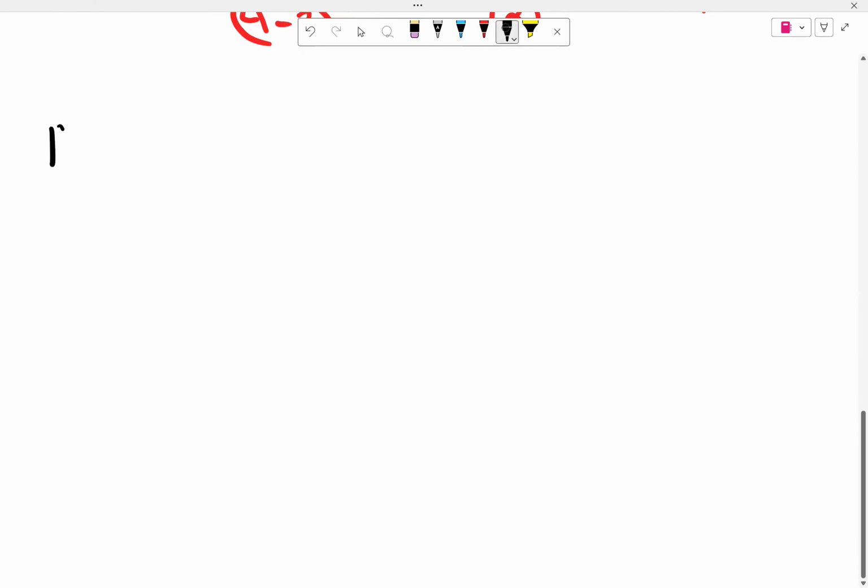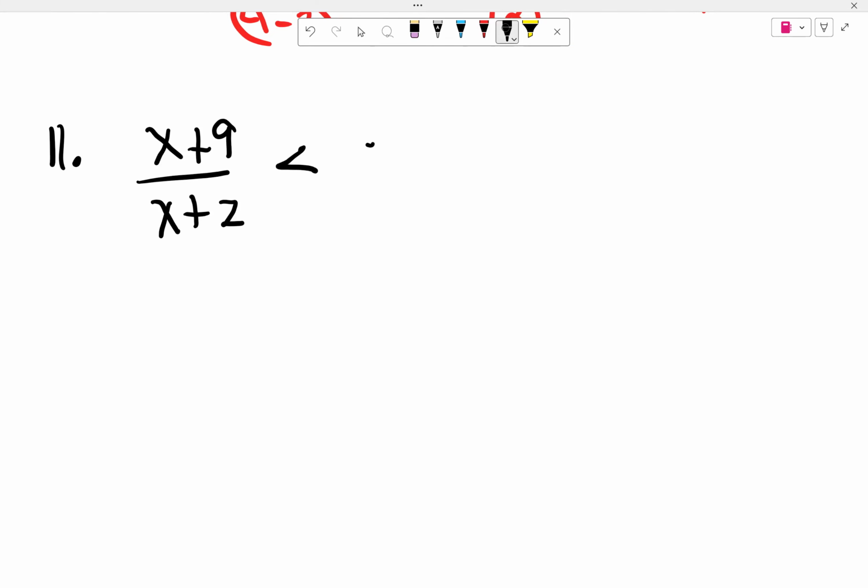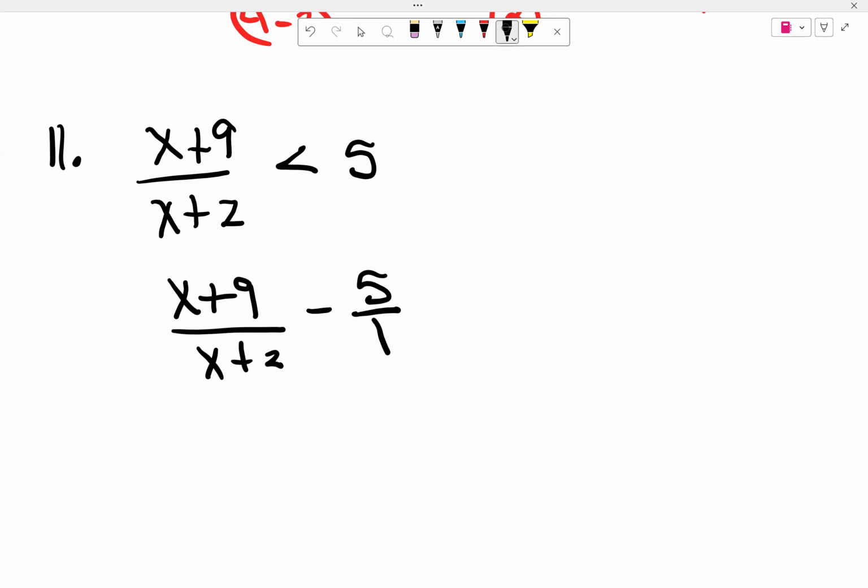Let's look at number 11. In number 11, you have x plus 9 over x plus 2. This is less than 5. So step 1 is to subtract 5. So you get x plus 9 over x plus 2 minus 5 over 1. What you're going to do is multiply by x plus 2, top and bottom.